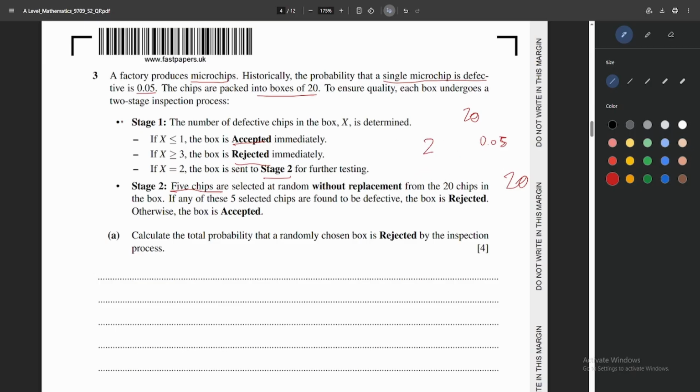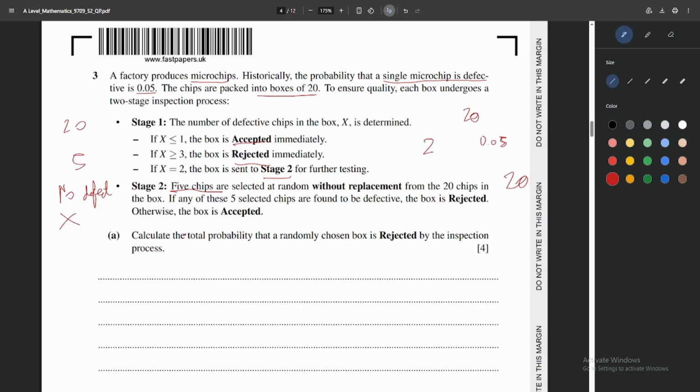So what happens in stage 2? We have 20 microchips, and among them 5 are randomly selected and checked for defects. If none of these 5 are defective, then it is accepted. But if any of the 5 microchips is defective, then it's rejected.